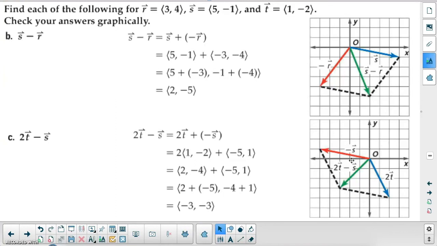Again, we can sketch that resultant. When we have negative s, we get negative 5, positive 1. 2 times t gives us our positive 2, negative 4. Again, drawing those other vectors, we get this resultant vector of negative 3, negative 3.